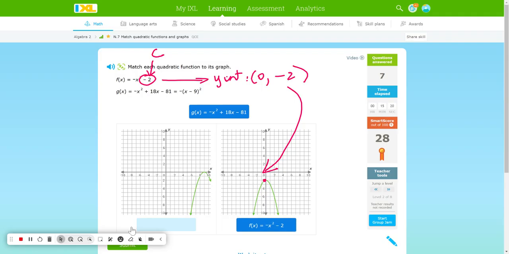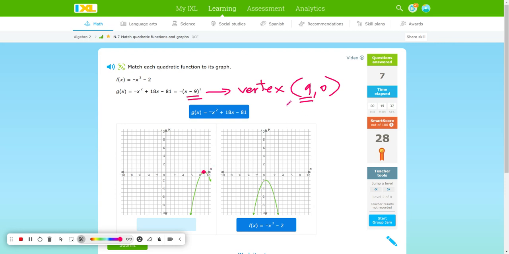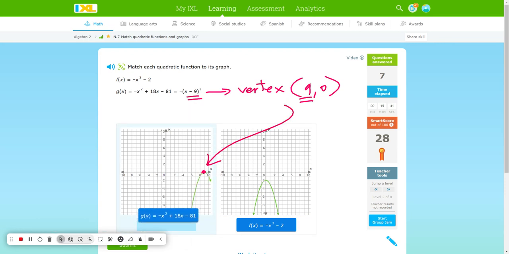Here we go. And the other one, they give you the vertex form. So you can see the vertex happens to be 9, 0. Make sure you take the opposite. Negative 9, so you take 9. 9, 0 is right there. Matching over here. So I drag it together and then submit. I'm done.